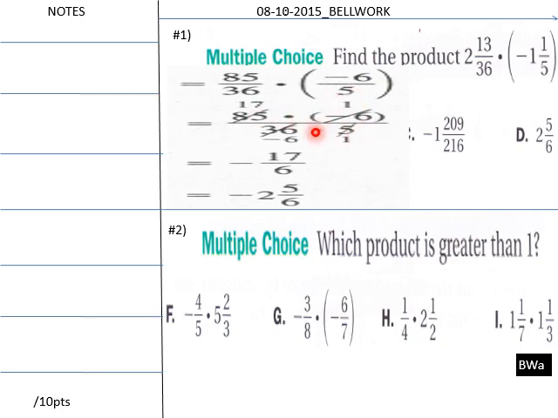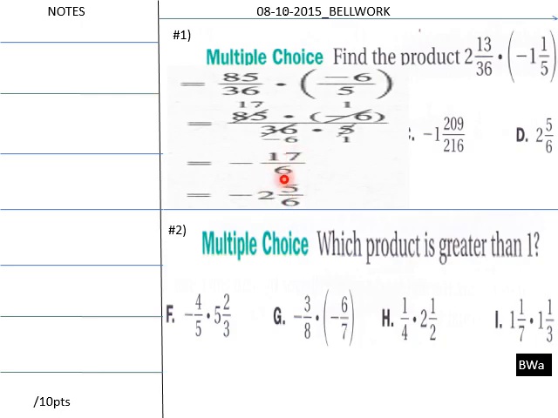And when we multiply through here, 85 over 36 times negative 6 over 5, we come up with negative 17 over 6. 36 and negative 6 will cancel, and we'll have negative 6 down here and 1 up here. And then 5 and 85 will cancel. We have 1 down here and 17 there. 17 times 1 will be positive 17. Negative 6 times 1 will be negative 6.